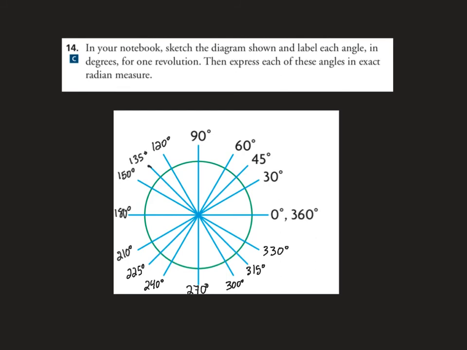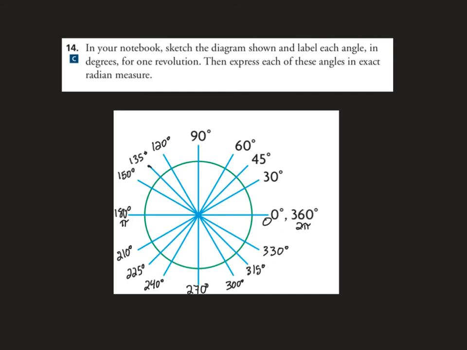All right, exact radian measures. Start: 0 degrees is just 0 radians. And 360 degrees is 2 pi radians. One full revolution is 2 pi radians. So half a revolution is pi. I'm going to put that over here.